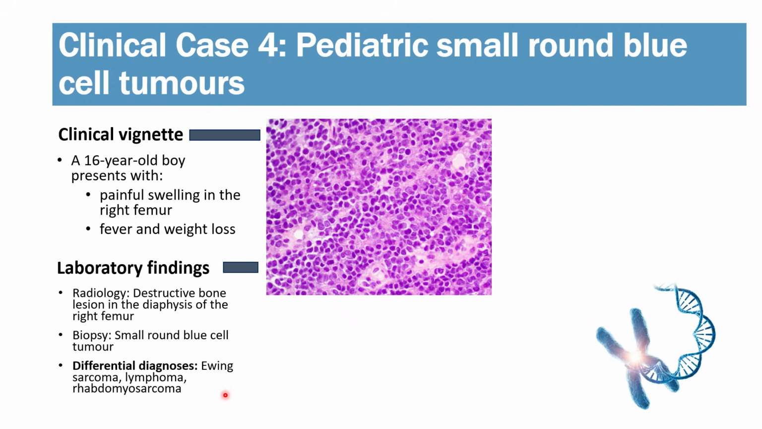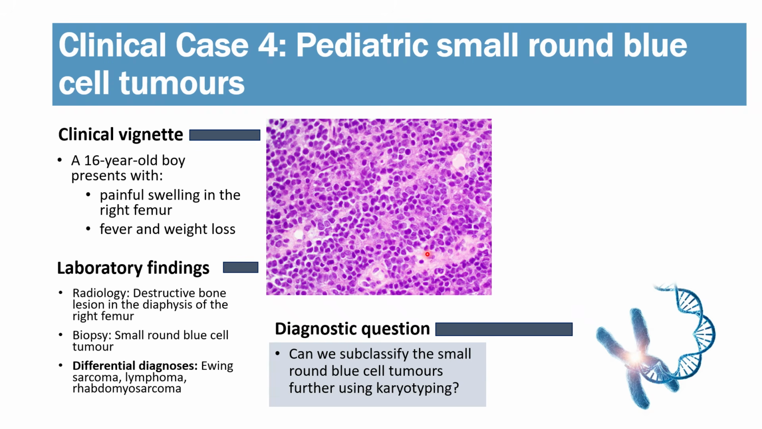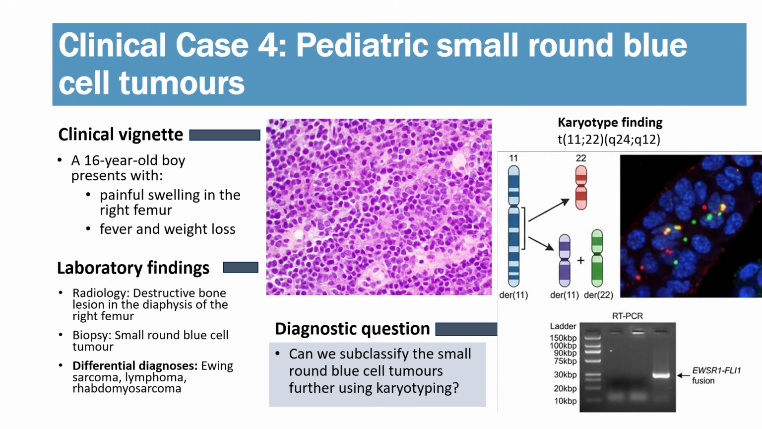So your differential diagnosis here consists of Ewing sarcoma, lymphoma, and also rhabdomyosarcoma. So here we want to see if we can subclassify these small round blue cell tumors further using karyotyping, because the treatment of all these cases is different. So the typical karyotype finding that you will find in Ewing sarcoma is a translocation between 11 and 22.